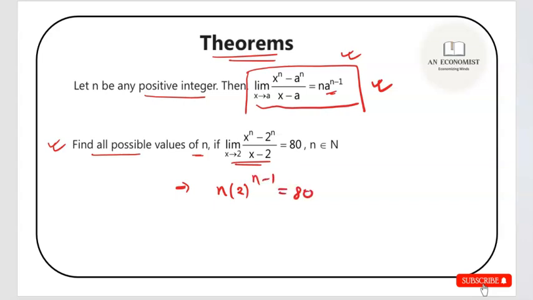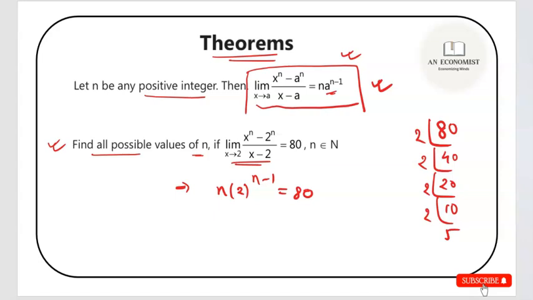Now what you have to do, you have to express 80 in terms of 2 to the power some value and then you have to compare to find out the value of n. So let me do that. 80. So let's see how we can do this.